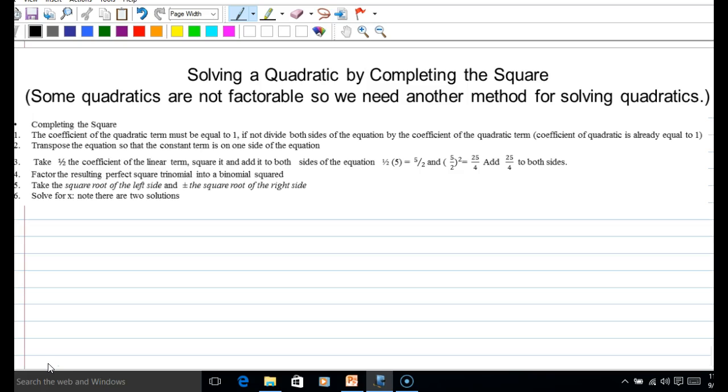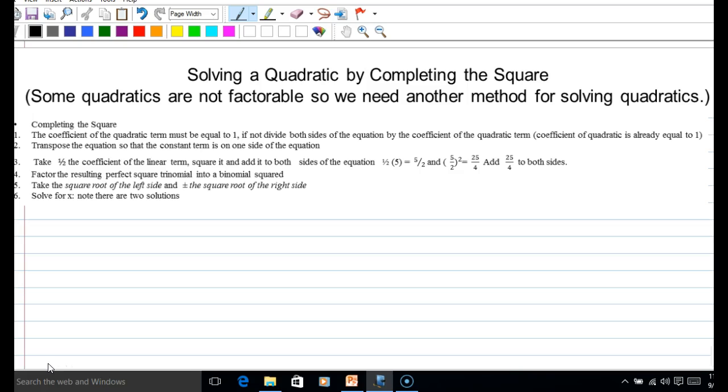plus bx plus c is equal to 0. So we need another method for solving quadratic equations, particularly those that are not factorable. So we're going to discuss two different methods for solving quadratics, and they are completing the square and later the quadratic formula.